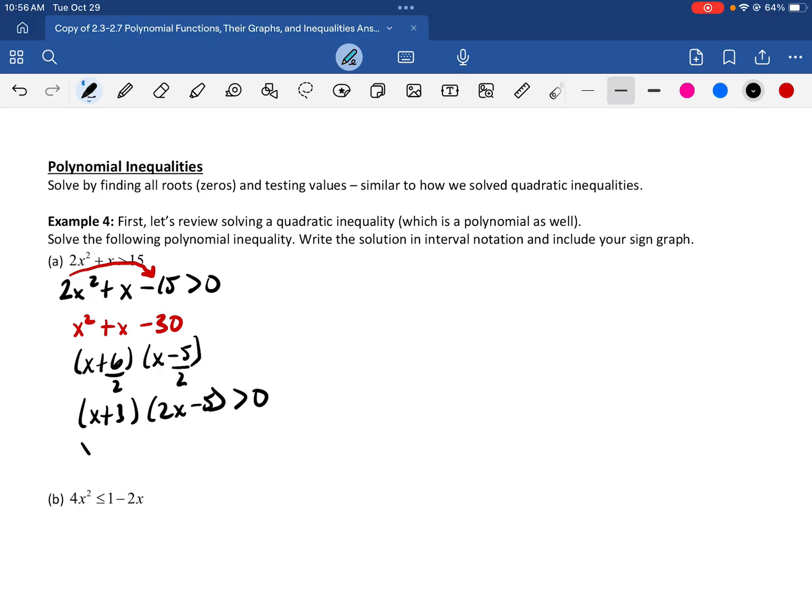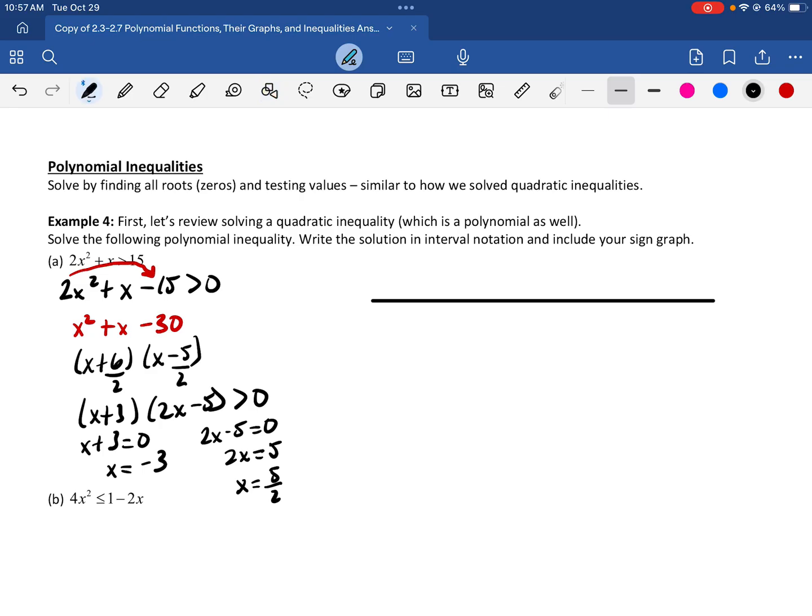We could solve each of those for 0. So solve for x, setting them equal to 0. So we get x equals -3 and x equals 5/2. So we're going to draw ourselves a number line, and we're going to put those two values up there, -3 and 5/2.